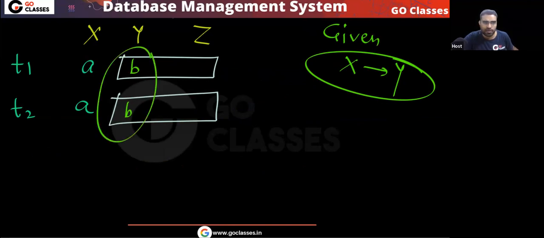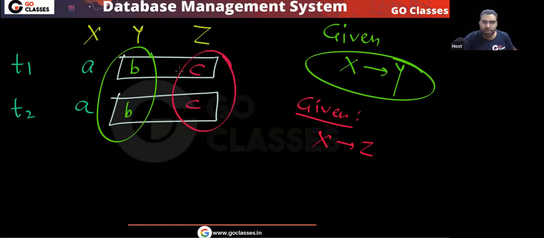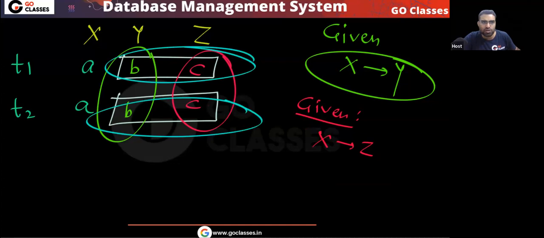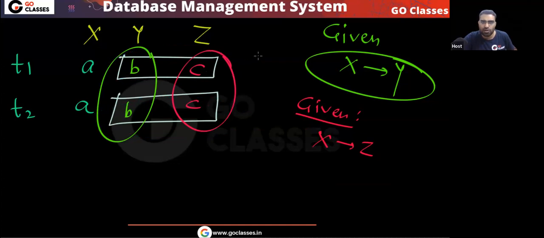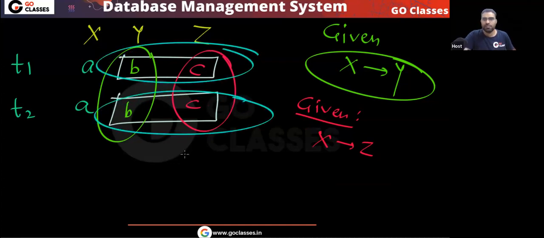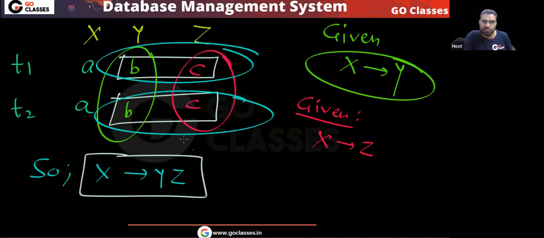Similarly, this is also given to you, that X determines Z. What does this mean? If two tuples have the same X value, they will have the same Z value also. Now can you notice this combination is also the same? So you can notice that X determines this combination. Is this clear? Hence proved.